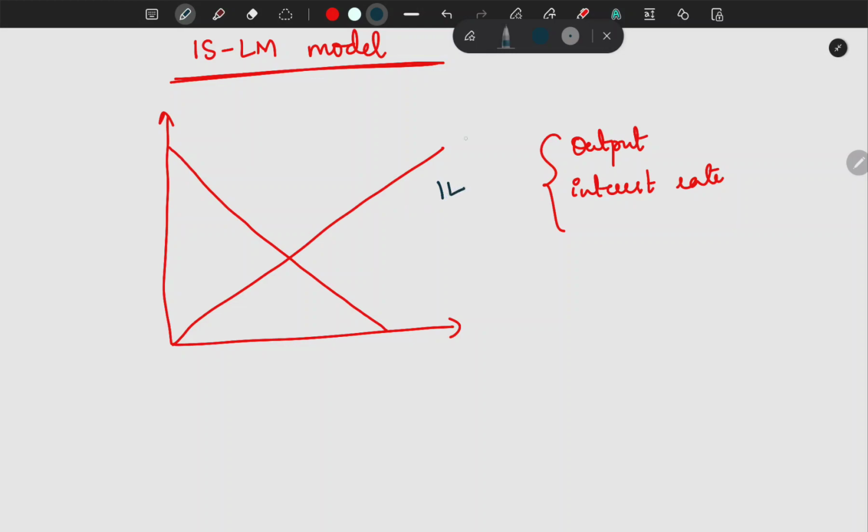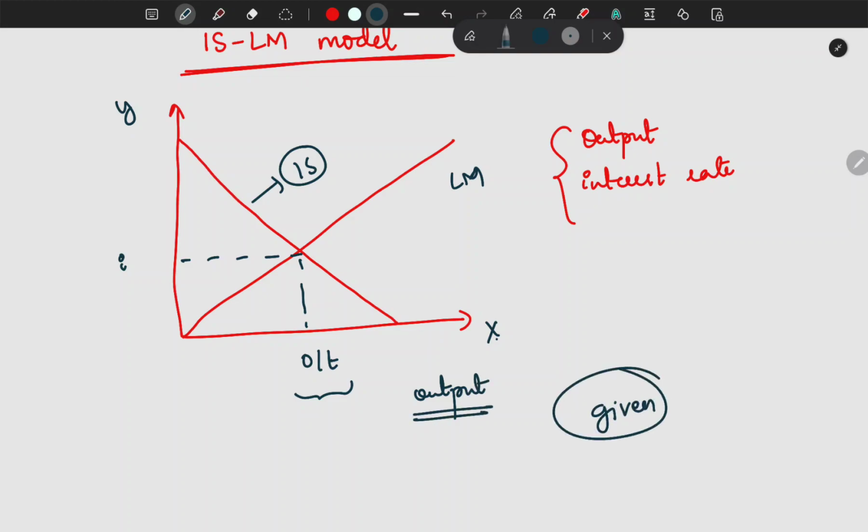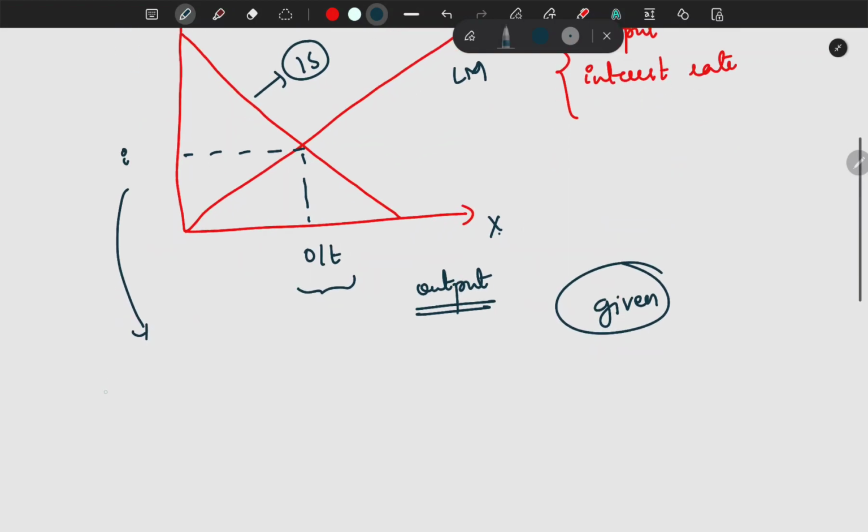This is called LM, this is the IS curve. The point where they meet is called the equilibrium, with interest rate on the y-axis and output on the x-axis. This is a key thing to remember, but it's not enough to get into the IS-LM model. Basically, output is how much you are producing in a given period, and the interest rate is the market interest rate. And then how money is involved.